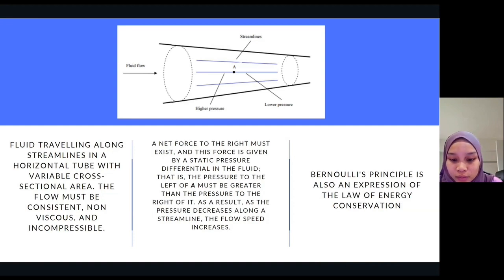Bernoulli's principle is consistent with internal interaction in a fluid, since no energy is supplied to or withdrawn from it by an exterior impact. The total of kinetic energy and potential energy is constant. Any reduction in static pressure must be accompanied by an increase in kinetic energy and vice versa. So Bernoulli's principle is also an expression of the law of energy conservation.